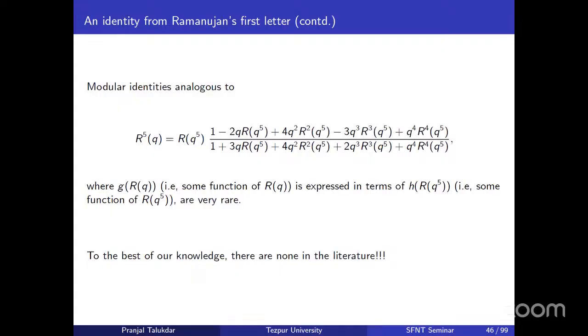The special thing about this identity is that it is of a very rare kind. On the left hand side we have a function of rq, and on the right hand side we have a function of rq5, and this function of rq has been expressed as a function of rq5. In literature, when we were doing this work, we did an extensive literature search, and we could not find any other identities of this sort where a function of rq has been expressed as a function of rq5.